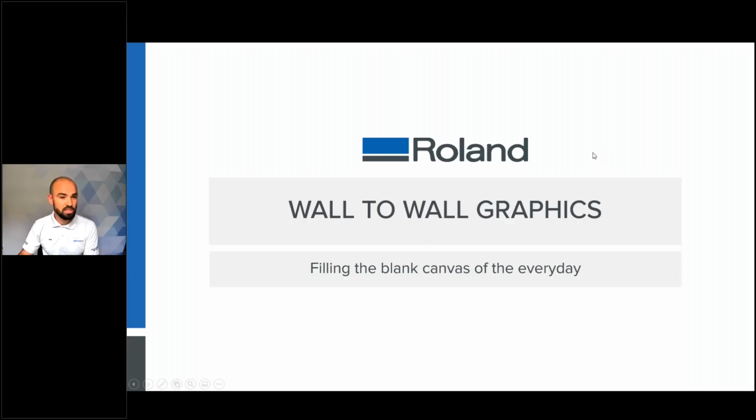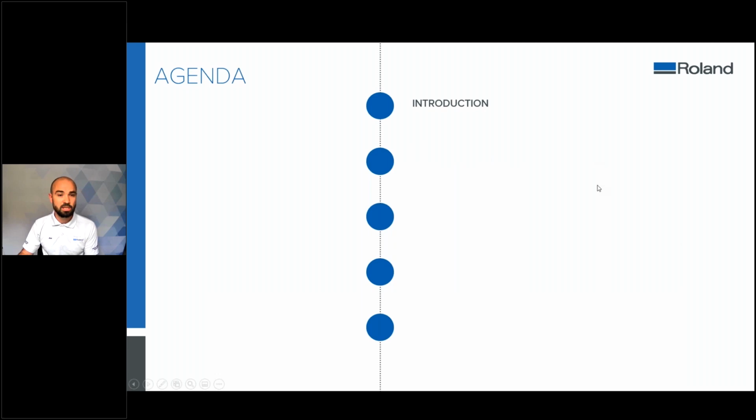So welcome to the session on wall-to-wall graphics. What we're going to be going through today is an introduction, which we've just briefly gone through. We'll be looking at some methods and technologies. So we'll be looking at cut vinyl, print and cut, using eco solvent and UV for creating wall graphics, and a product called the EJ Deco, which is a product specifically for creating, well, not just for creating wall graphics, but mainly for interior decor solutions. So we'll be taking a look at that as well.